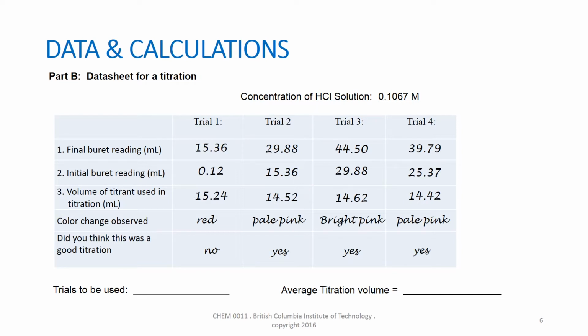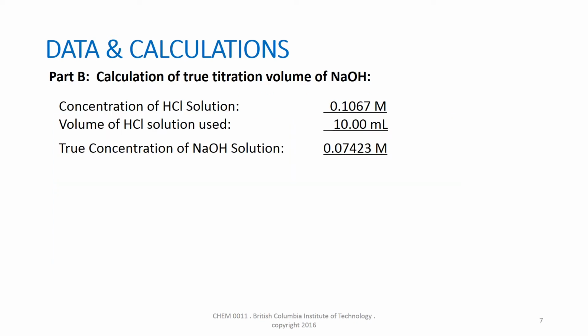Trials 3 and 4 differ by 0.20 milliliters, but both are within 0.10 milliliters of Trial 2. Since Trial 3 has a darker endpoint, it is also discarded. In this case, Trials 2 and 4 are used to determine the average titration volume. The average of 14.52 and 14.42 is 14.47. Using this average titration volume, the percent error of the titration volume can be calculated in the following slides.